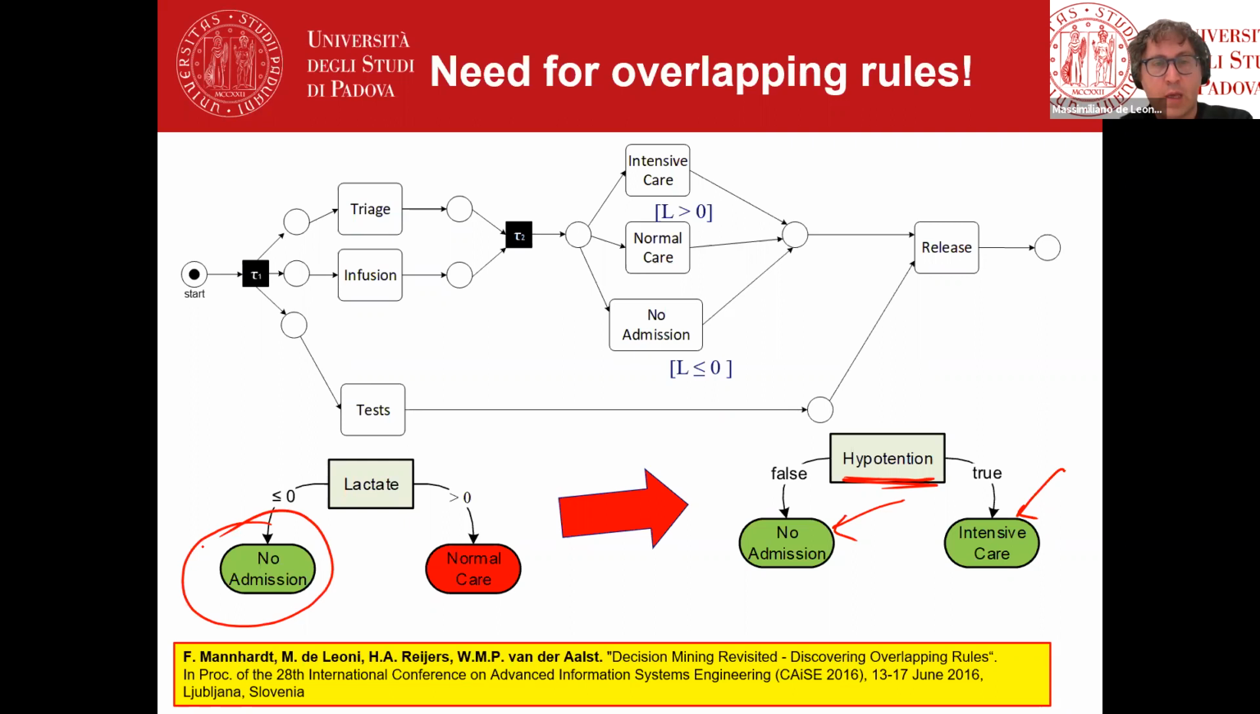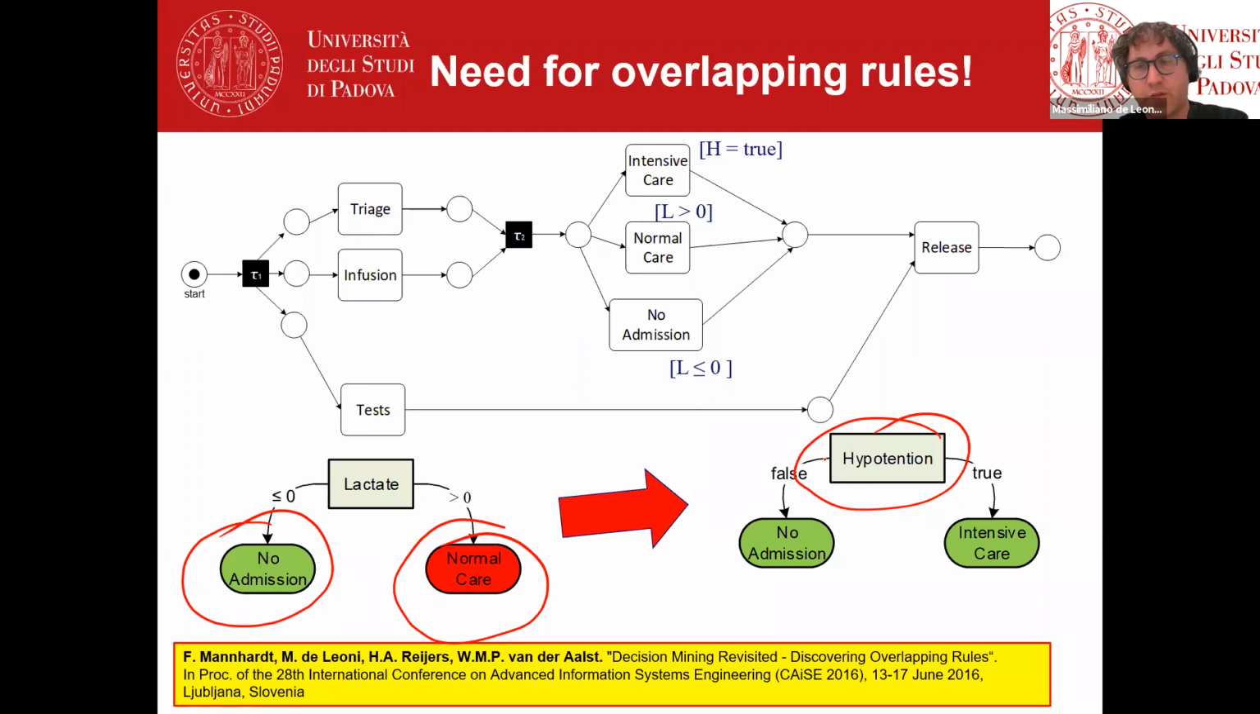If lactate is larger than zero, patients were hospitalized in normal care. And then there was a second decision tree that was learned on the wrongly classified instances of the first. We found that if there is hypotension, so low blood pressure, then you go to intensive care. But vice versa, if your pressure is normal, you go back home.